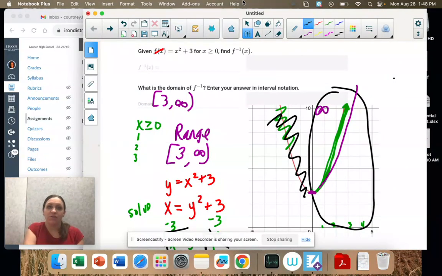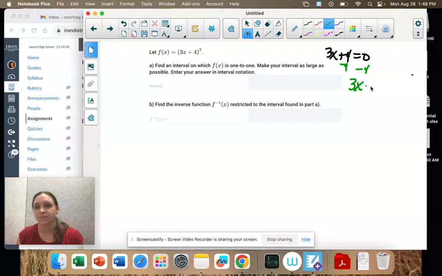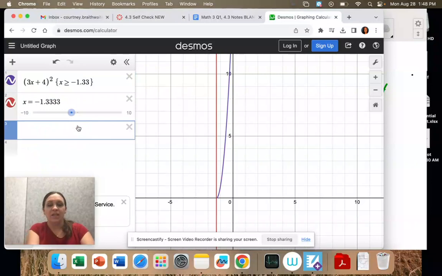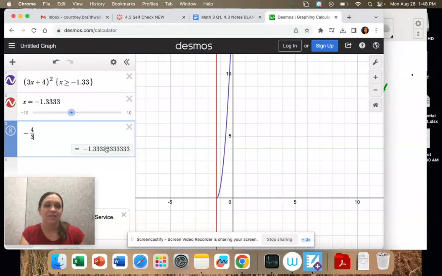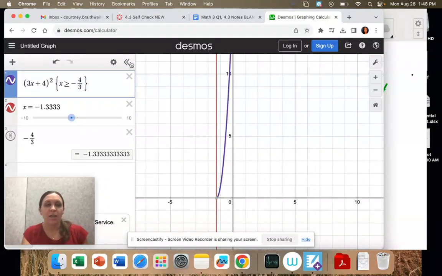So in order to find that, it's actually right here. We take the 3x plus 4 and we set it equal to 0. That's the vertex. So minus 4, divide by 3. Did you know that negative 4/3 is equal to negative 1 repeating 3? So we actually want our domain restriction to be a fraction.